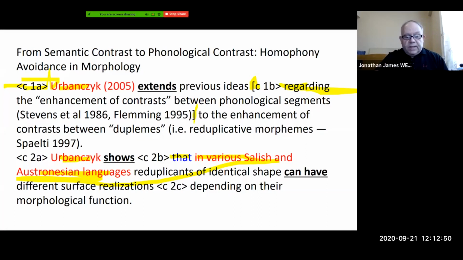What's the subject of this sentence? The subject of this sentence is reduplicants of identical shape. Reduplicants of identical shape, that's the subject, but it's not theme. Instead, you've put the circumstances theme, where? In various Salish and Austronesian languages. All right, so that is theme, not the subject.